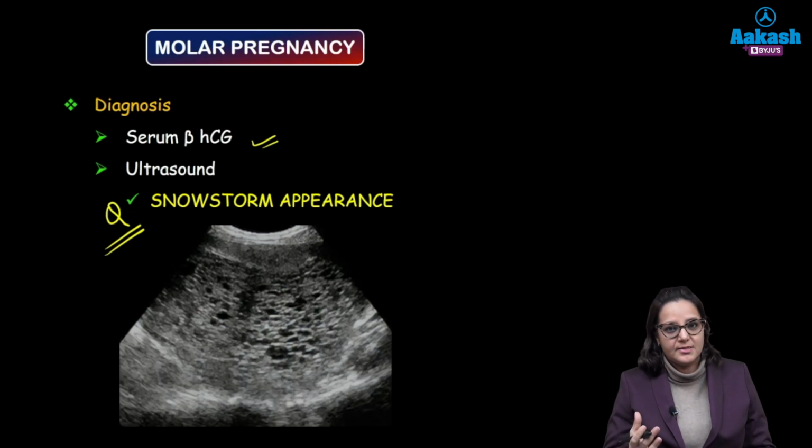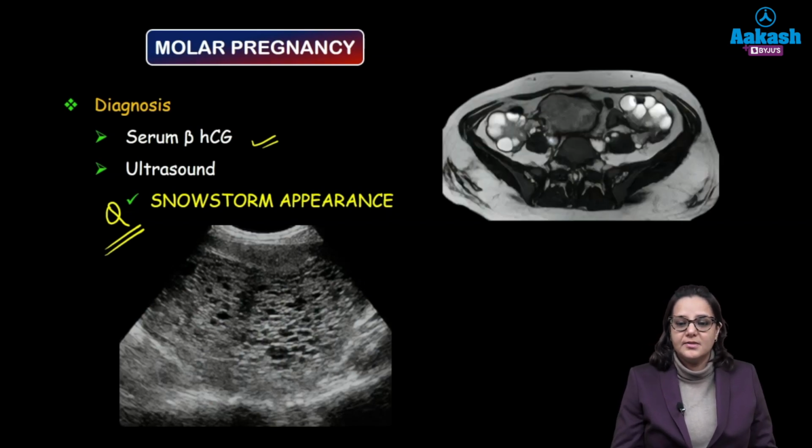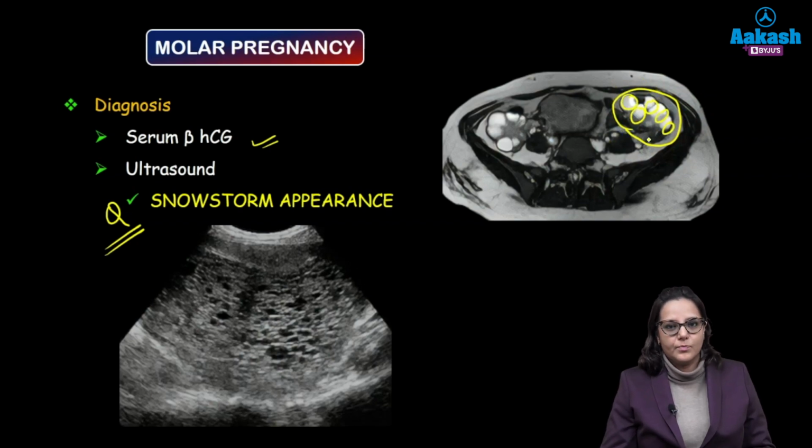Diagnosis is molar pregnancy. Another point, these are the theca lutein cysts, which can be seen on the CT over here. This is the enlarged ovary and it has become multicystic. See, so these are the theca lutein cysts, okay.